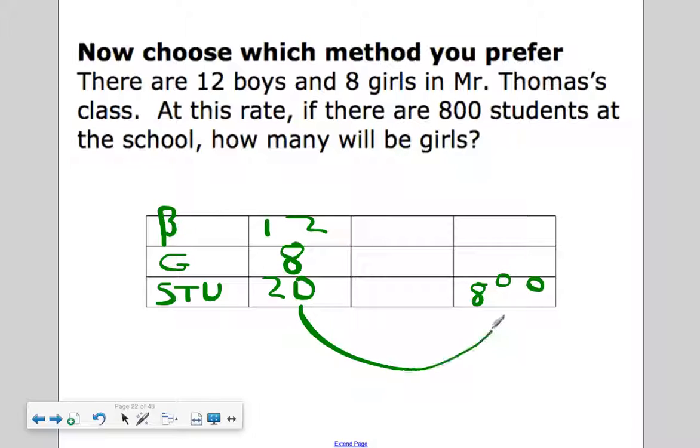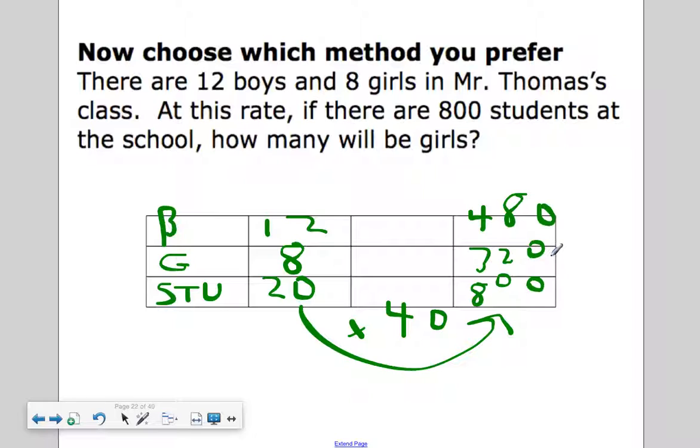At this rate, if there are 800 students at the school, can I build up from 20 students to 800 students? It will be times 40. So if I multiply the girls times 40, that would be 320. If I multiply the boys by 40, that would be 480. Now, what is the question asking me again? There are 800 students. Done. How many girls? 320 girls.